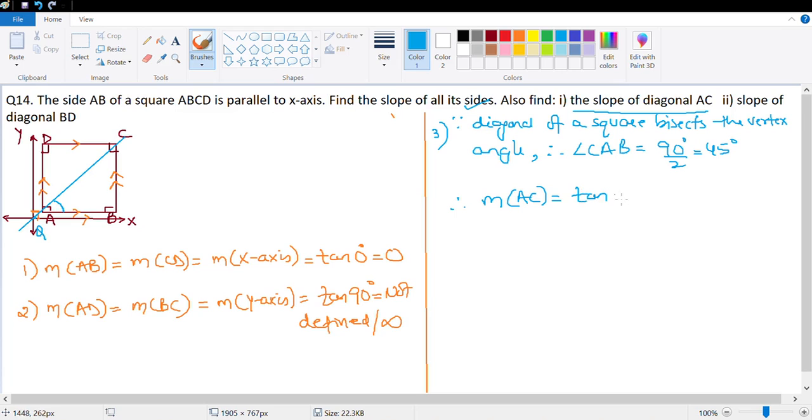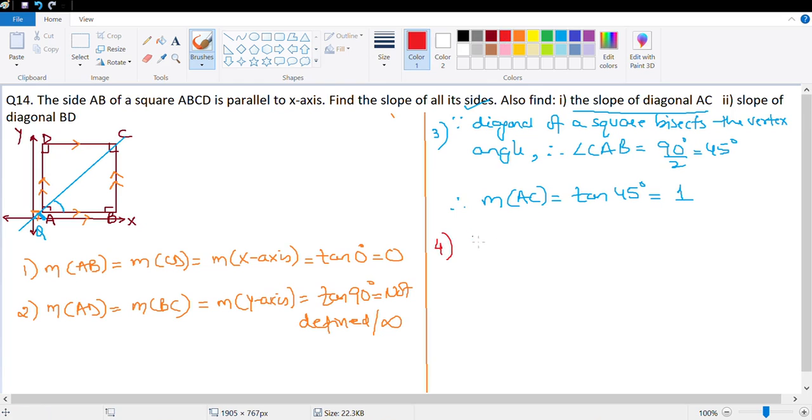Why tan 45 degree? Because since AB is parallel to the x-axis, the angle which I have marked here, which is CQX, would be equal to angle CAB, because these are corresponding angles. So tan 45 degree is 1. So slope of diagonal AC is 1. That brings me to the last part of the question, slope of diagonal BD.